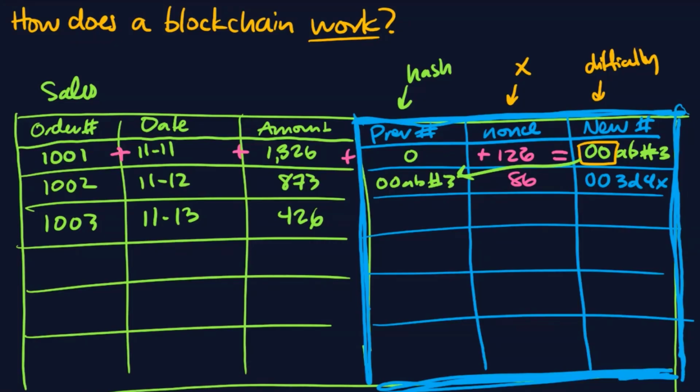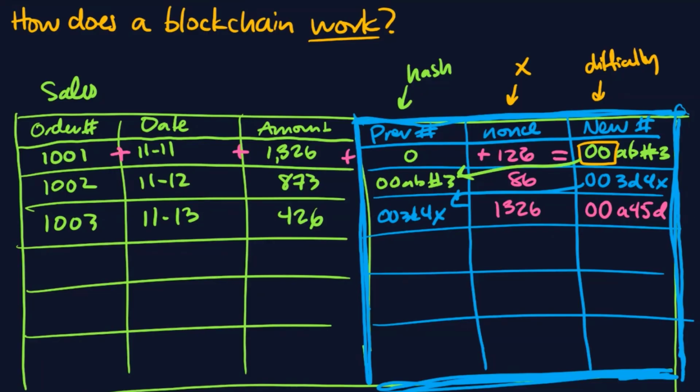Come to transaction 3, record 1003, 11/13, 426. I bring my previous hash down here, 003D4X. I solve for a new hash. Let's say it's 1326. And that's going to give me 00A45D. Doesn't really matter. So you'll notice that each of these transactions represents a new block in a blockchain.